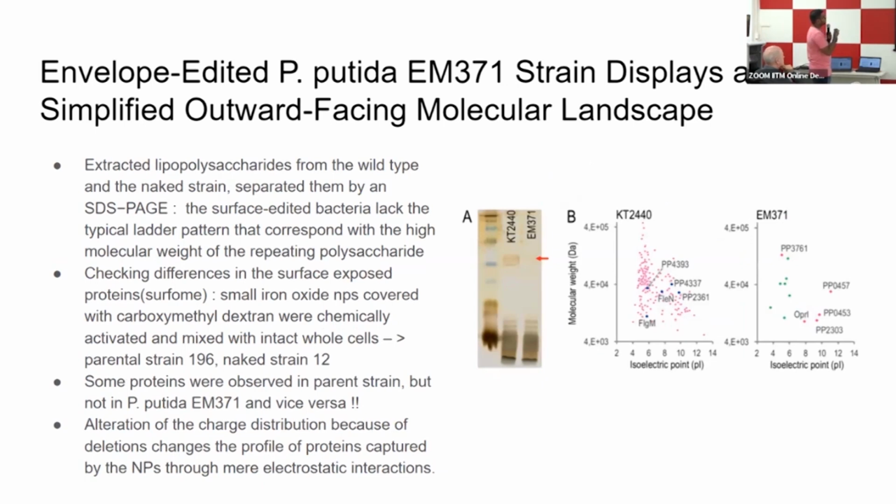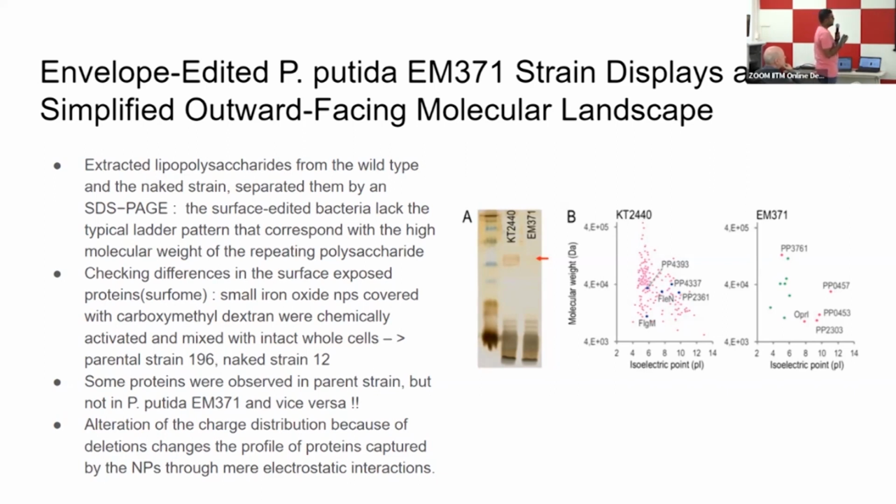Then, the envelope-edited Pseudomonas putida EM371 strain displays a simplified outward facing molecular landscape. As we can see in this figure, they initially extracted lipopolysaccharides present on the outer membrane and separated them. They compared the parent strain and the modified strain in this SDS-PAGE assay. We can see that in the modified strain, on the right side, the regular patterns are not present. They then checked differences in the surface exposed proteins, also called the surfome.